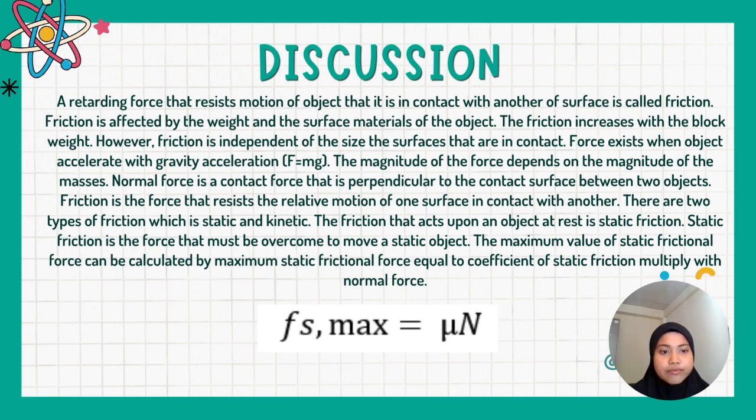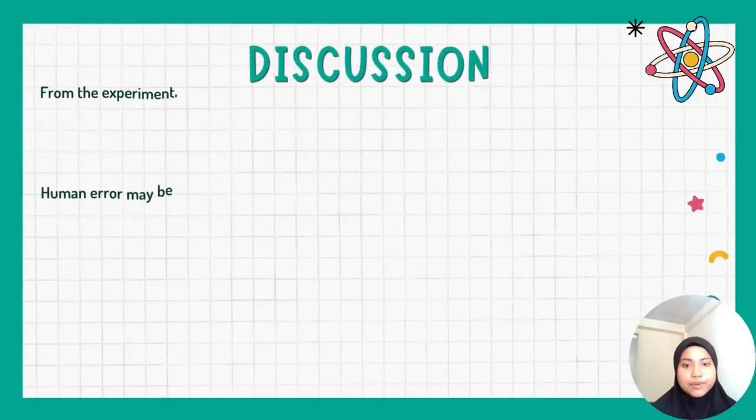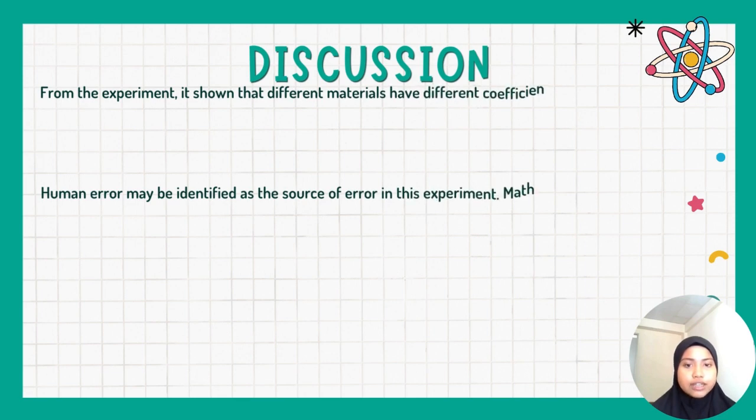The maximum value of static frictional force can be calculated by maximum static frictional force equals the coefficient of static friction multiplied by the normal force. The equation is Fs max equals mu times the normal force. From the experiment, it is shown that different materials have different coefficients of static friction.